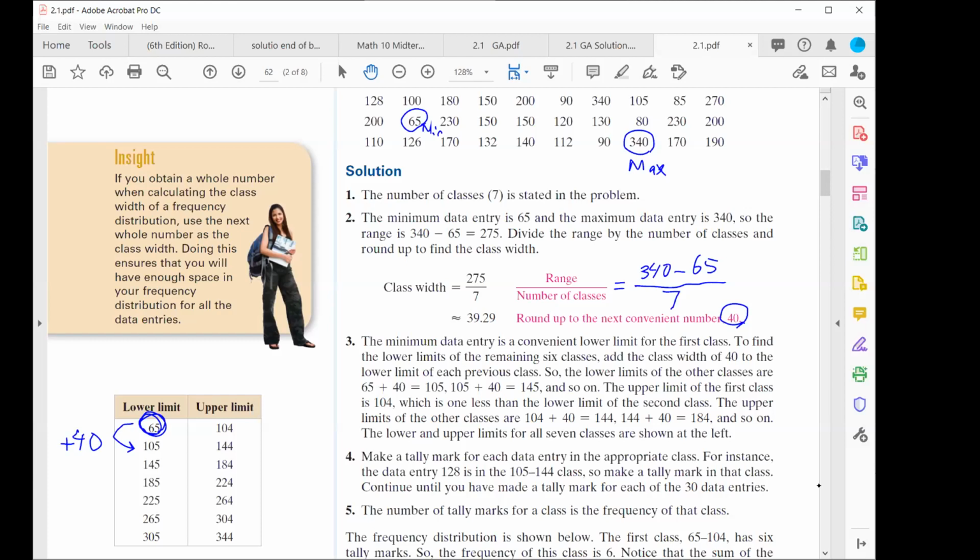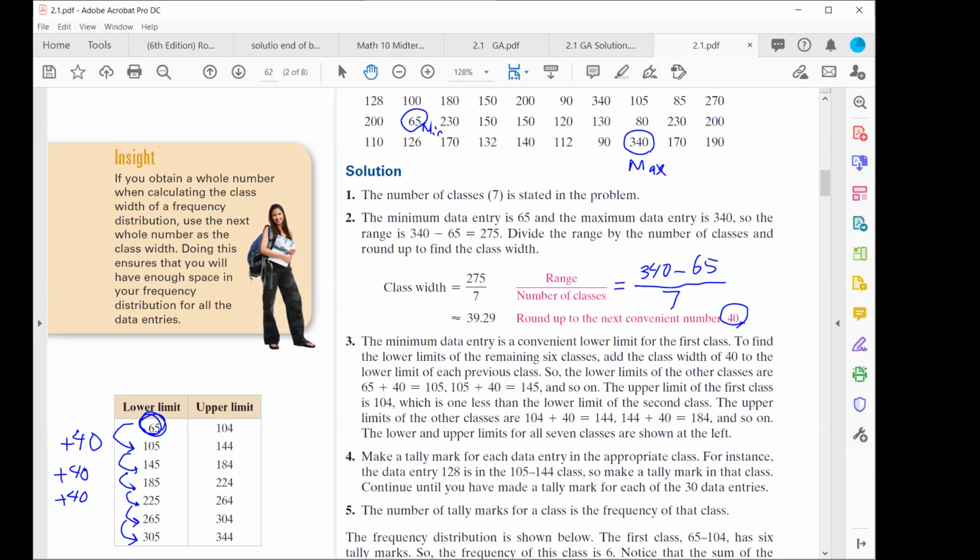65. The next lower limit is going to be 105. Then you add 40, the class width, to 105 to get 145. You add 40 to 145 to get 185. You add 40 to 185 to get 225. You add 40 to 225 to get 265. You add 40 to 265 to get 305. So by adding class width, we form lower limits for each class. As you can see here, we have 1, 2, 3, 4, 5, 6, 7 classes.